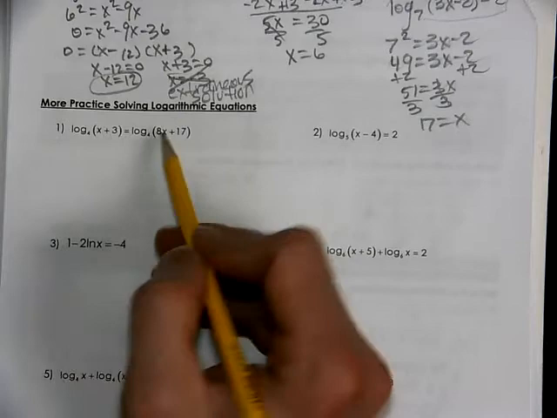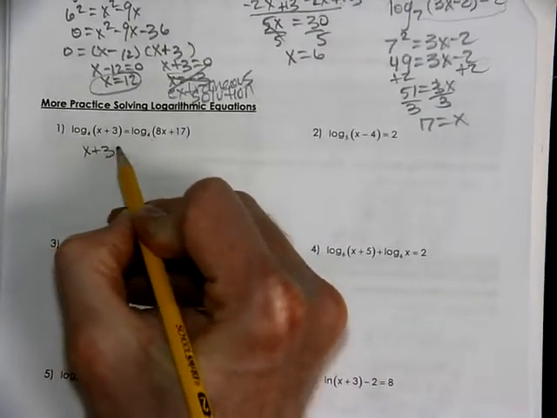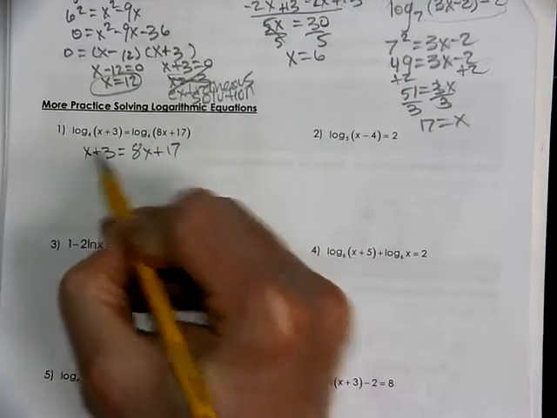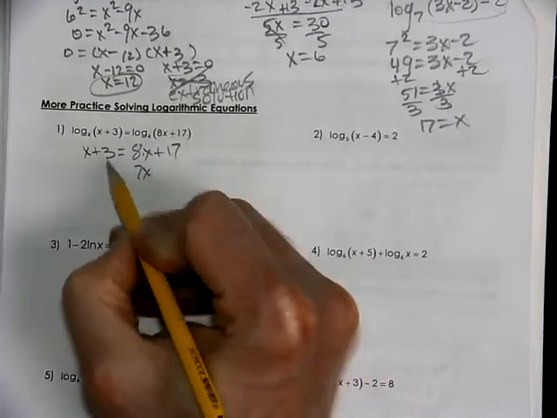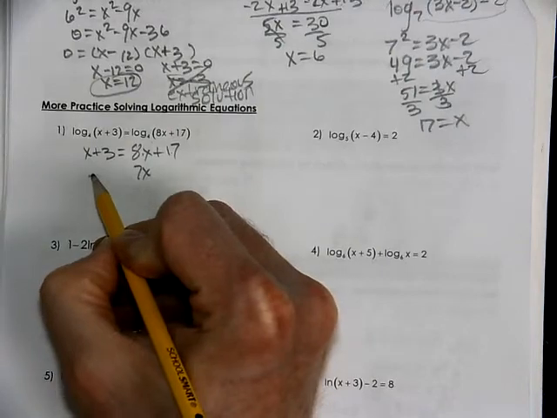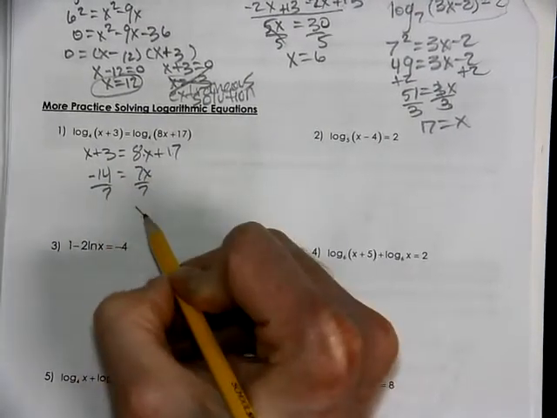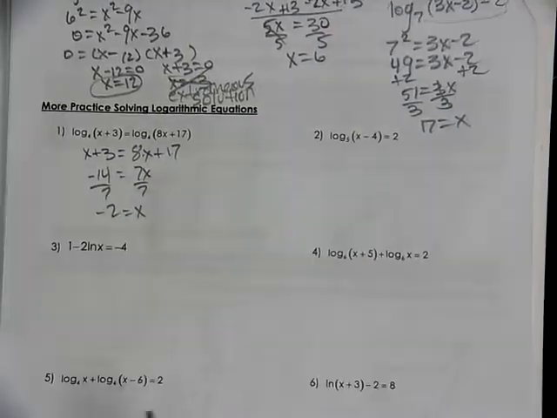2 logarithms that equal each other. We are going to set our expressions equal to each other. Subtract over to get 7x. Subtract over to get negative 14. Divide by 7. We got negative 2.